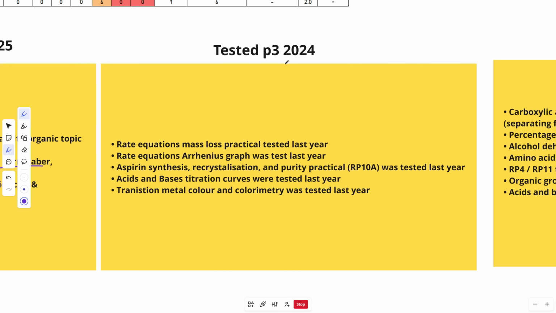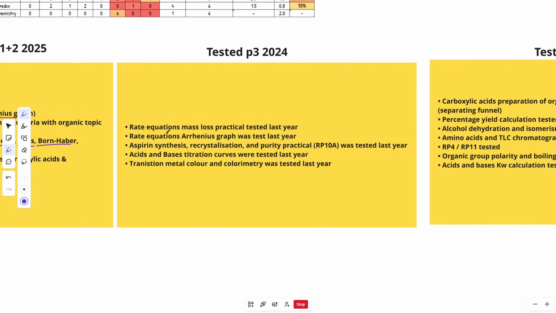So let's see what was tested paper 3 2024. Last year we had rate equations, mass loss practical was tested. This is the graphical one. Look at my required practical resource or look at paper 3 2024 to see what I'm talking about here. But essentially, I don't expect them to do another mass loss practical. They may do a different rate equations practical or orders or something like that to test you on this year, right? But I'm pretty sure they're going to go deeper into rate equations at least a little bit.